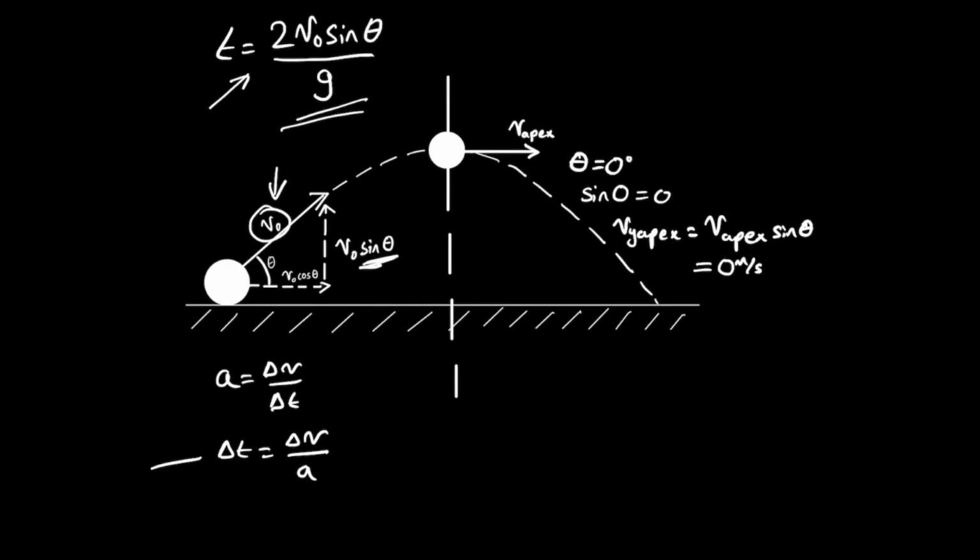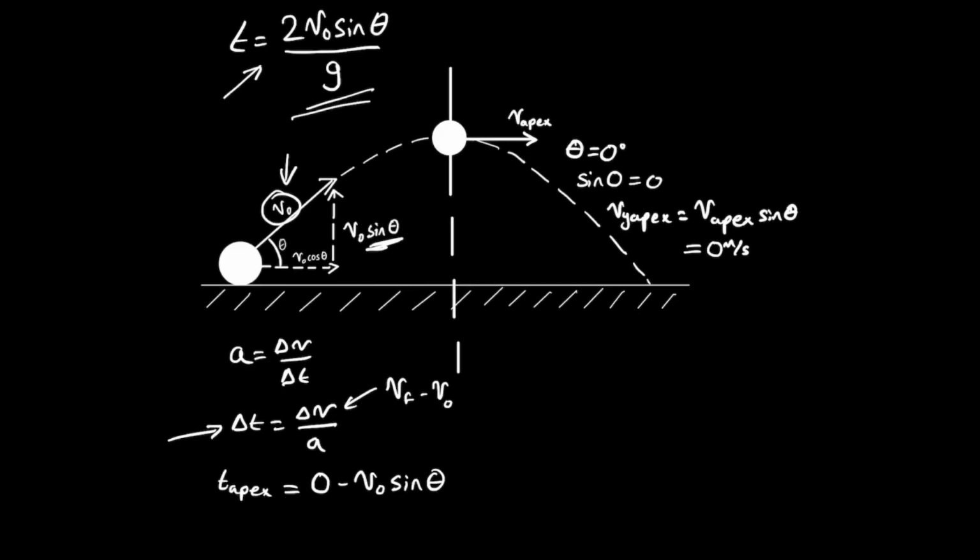Now, in terms of the change in time, we are going to be considering the time taken to go from the initial position to the apex, so we'll label that as t apex. In terms of the change in velocity, which is the final velocity minus the initial velocity, we're considering the change in the vertical velocity from the initial position to the apex. At the apex, the vertical velocity is 0, and at the initial position, the vertical velocity is v0 sine theta. Now, in projectile motion, the acceleration is minus g, which is the acceleration due to gravity.